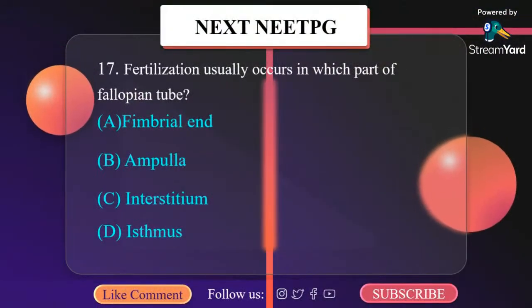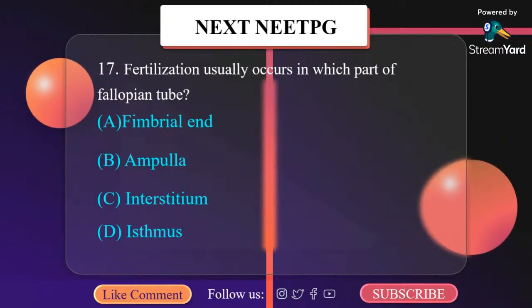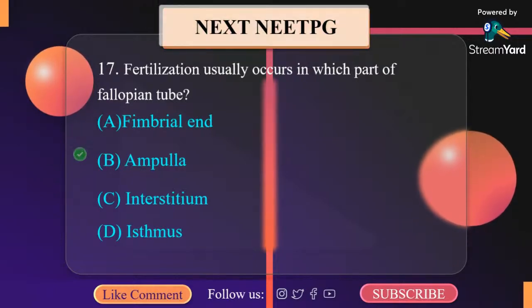Fertilization usually occurs in which part of the fallopian tube? A. Fimbrial, B. ampulla, C. interstitium, D. isthmus. It is ampulla.